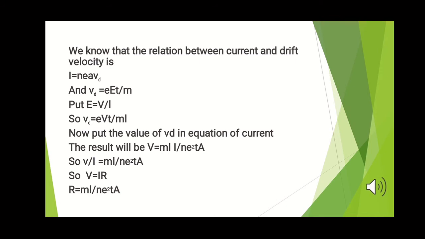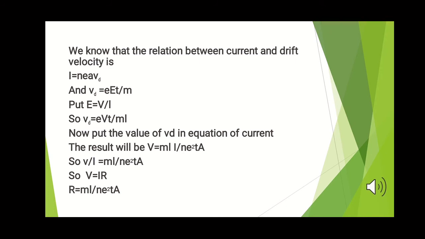Now we put this into the formula of the drift velocity. So the drift velocity will become Vd = eVτ/(mL). Here e is the charge of the electron, V is the potential difference, τ is the relaxation time, m is the mass of the electron, and L is the length of the conductor. Now we put this formula of Vd, in terms of potential difference, into the relation of current, I = neAVd.